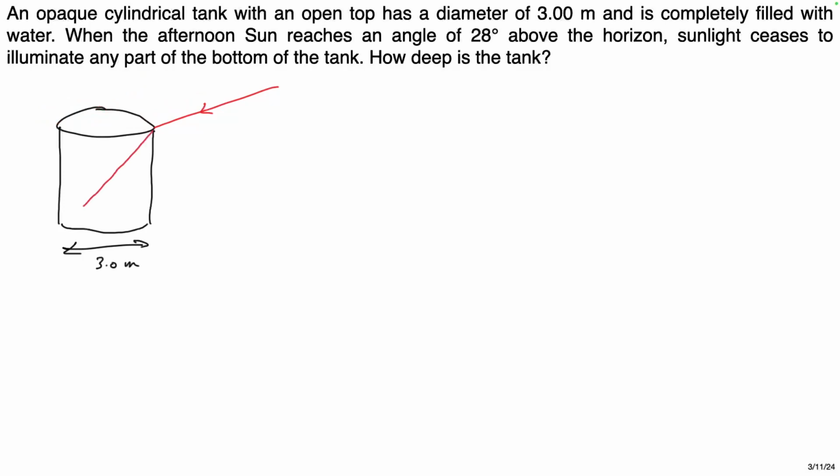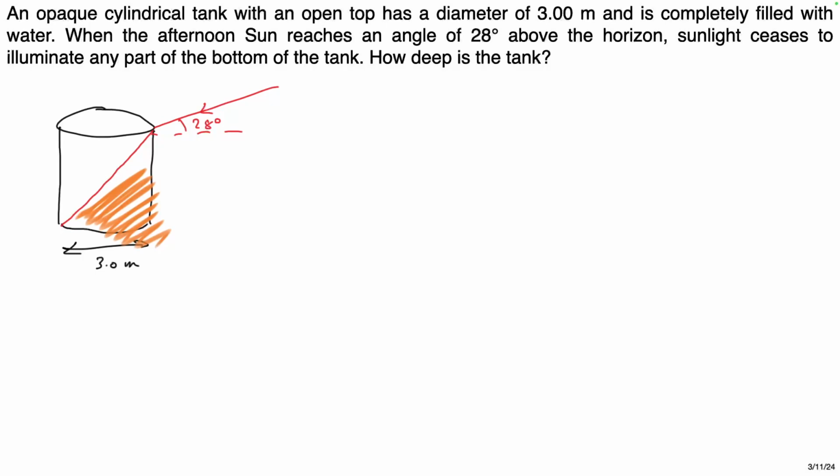And the shadow is such that, okay, they want sunlight to cease illuminating any part of the bottom of the tank. In other words, again, don't draw. This part is all in shade, right? If sunlight's coming in, it's coming, right? And then all of this over here is illuminated, but any part I did there in orange would be in shadow, okay? And they've told us that the angle at which that happens is 28 degrees above the horizontal.